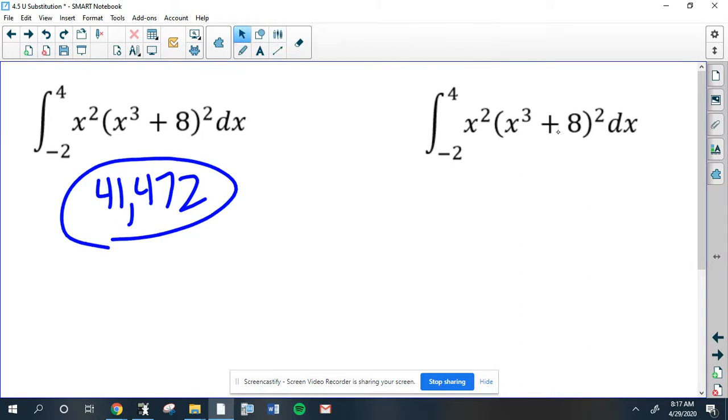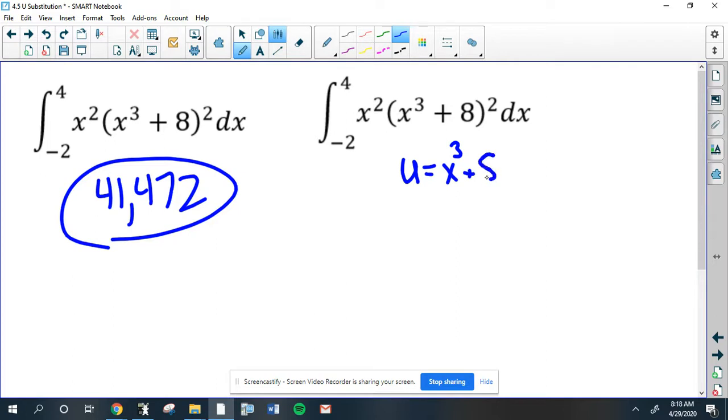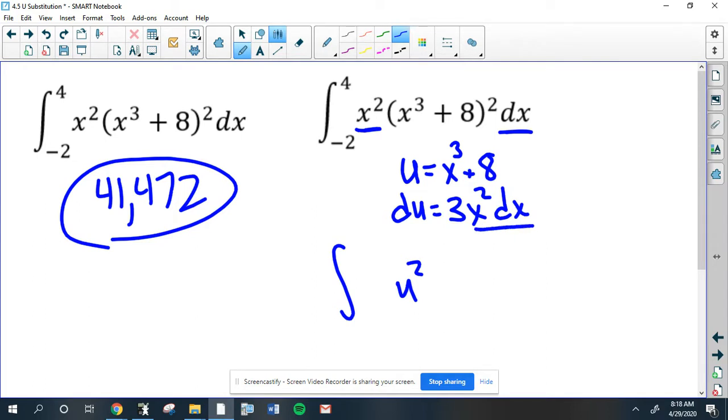So now here's how you would do it using a u-substitution. Obviously on this one, it's pretty simple. We're going to let u be x cubed plus 8. So du equals 3x squared dx. Resubstituting, x cubed plus 8 is u, so that's u squared. The x squared dx is equal to du over 3. And that's what you're used to doing.